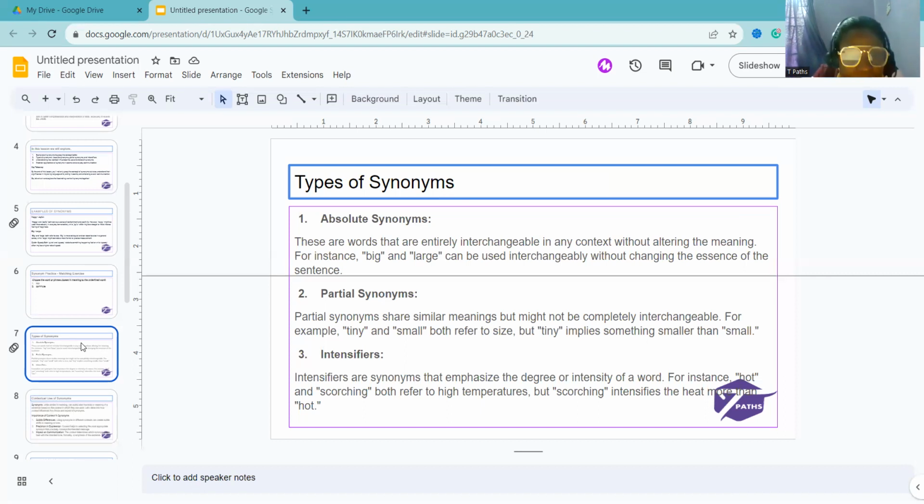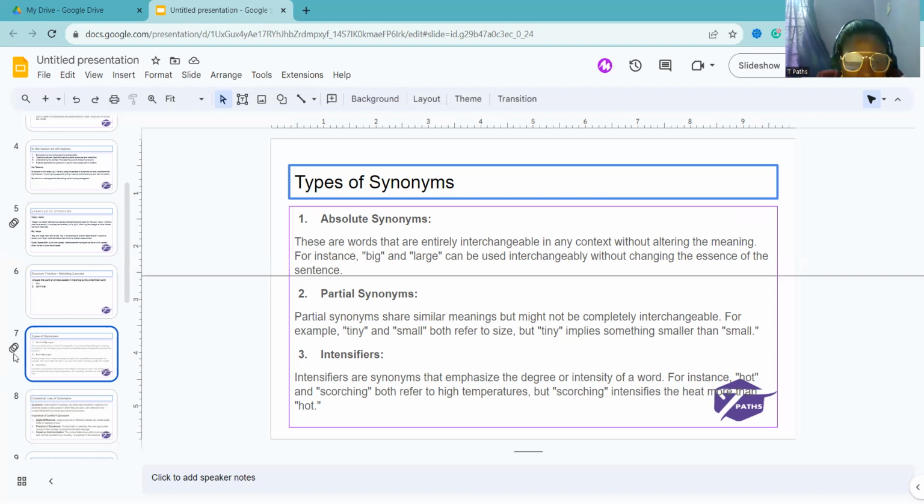Another type of synonym to consider is partial synonyms. Partial synonyms share similar meaning, but might not be completely interchangeable. For example, tiny and small. Both refer to size, but tiny implies something smaller than small. I think tiny is stronger than small. When you say small, you know it's still kind of fair enough, but tiny is kind of smaller.